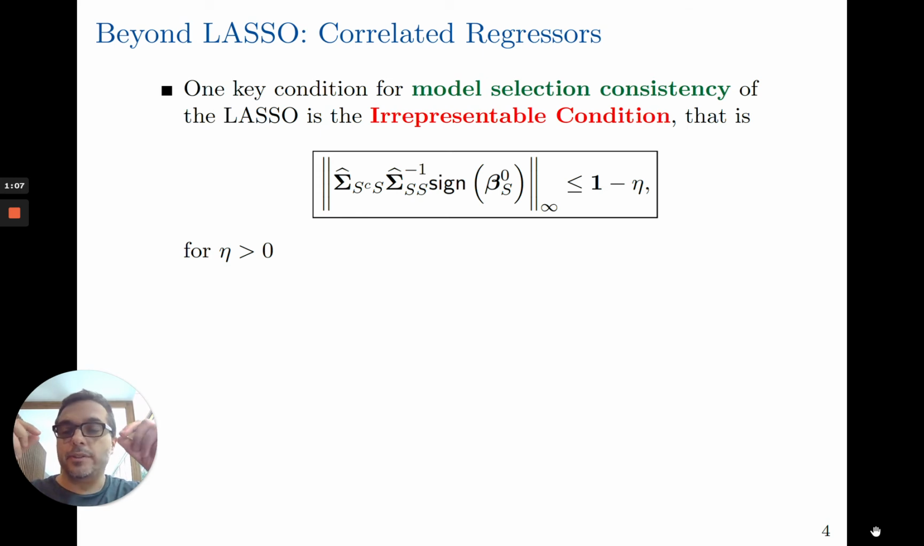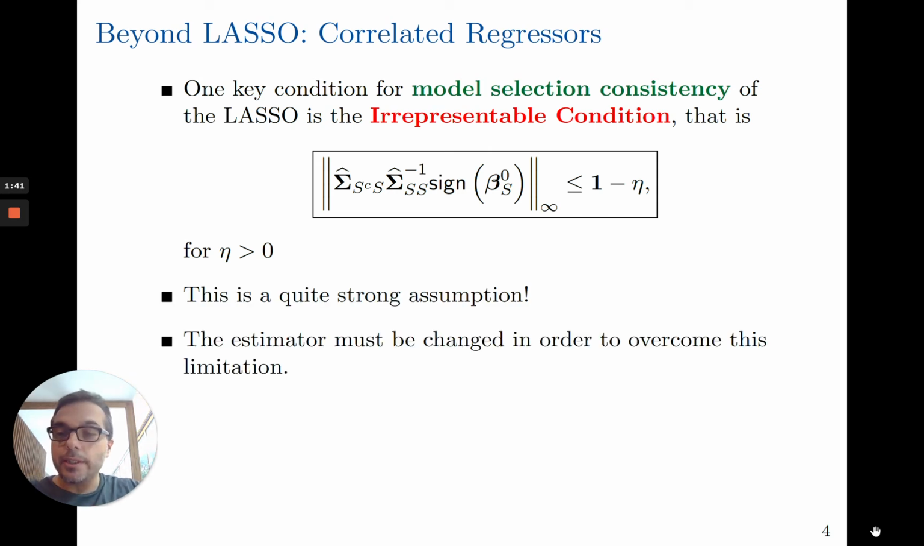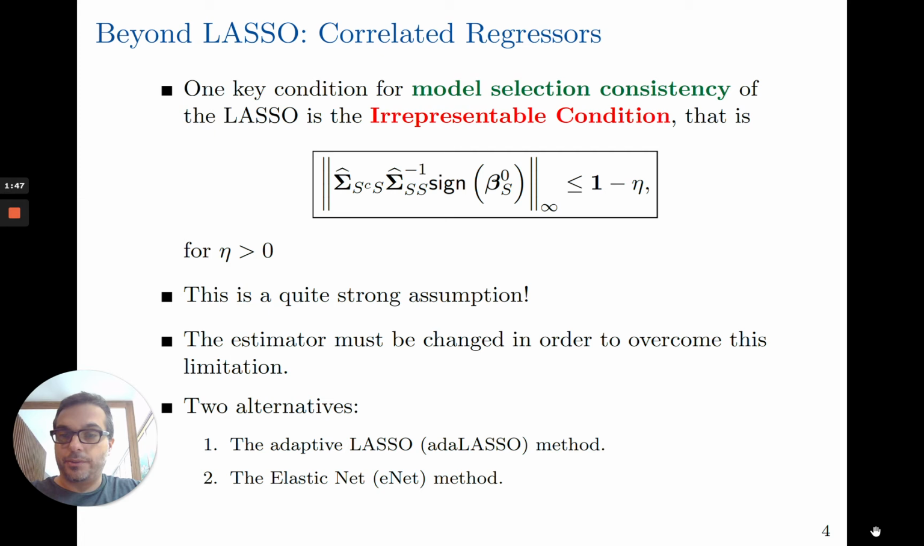This translates into bounds on the coefficients of the projection of the irrelevant variables on the space spanned by the relevant variables. So it's basically running an OLS regression of the irrelevant variables on the relevant variables. We want the coefficients of this regression to be very small in absolute value. Okay, so what's the solution? We want to modify the estimator in order to attenuate the irrepresentable condition. There are two alternatives: one is the adaptive lasso, the other is the elastic net and the adaptive elastic net method.